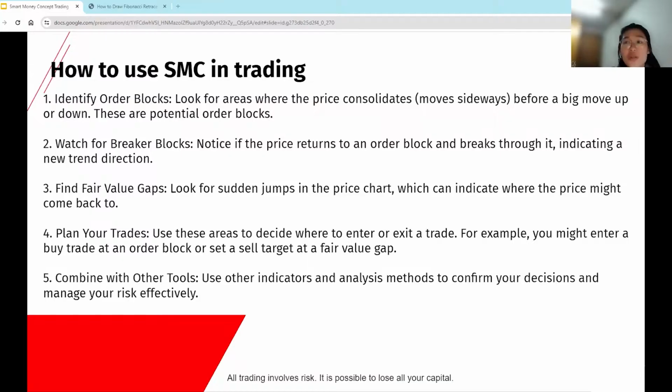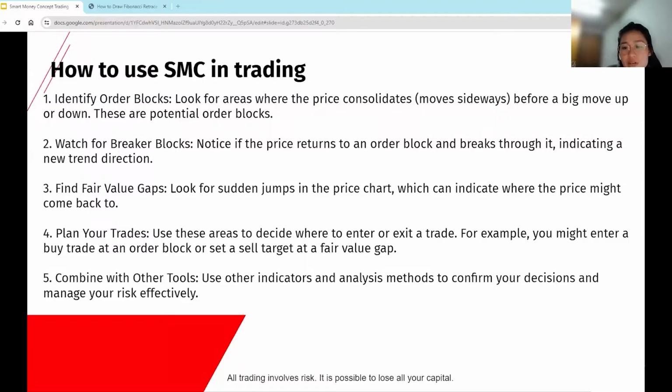Next, you want to watch for breaker blocks. You want to notice if the price returns to an order block and breaks through it, indicating a new trend direction. Number three, you want to find fair value gaps. Look for sudden jumps in the price chart, which can indicate where the price might come back to.